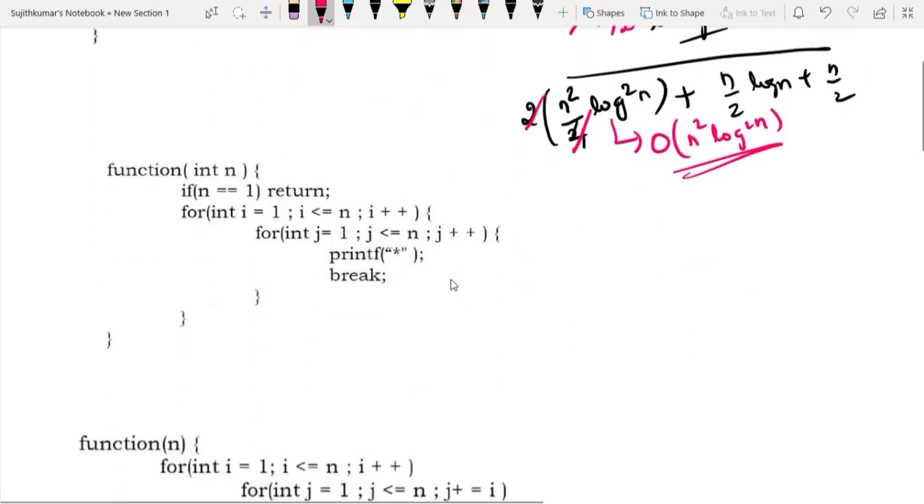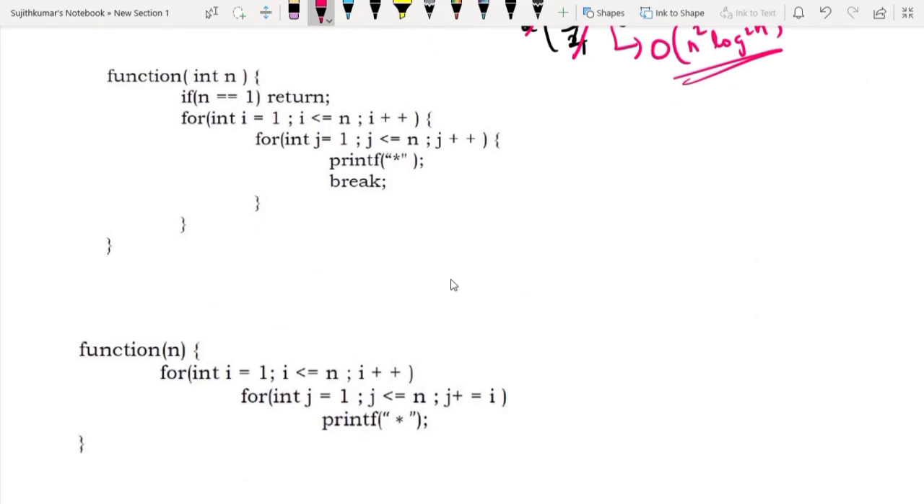Okay, let me go to the next problem. Again, it may look simple, but this is tricky, trust me. So this is a simple statement. Here is an if condition, right? And if and only if n equals equals 1, you just return something. Returning means the end of the function, right? So the control will go back to the main function whenever you encounter the return statement, right?